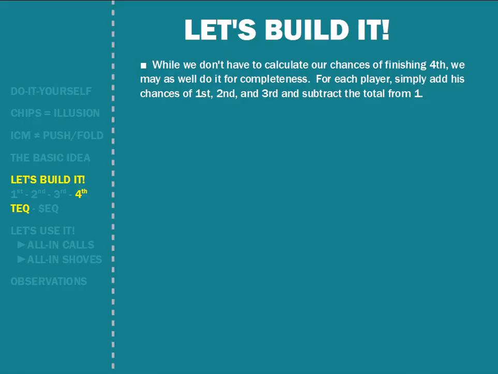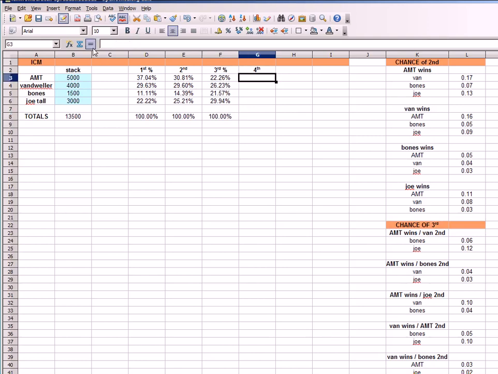Now, while we don't actually have to calculate our chances of finishing in fourth, we may as well do it just for the purposes of satisfying my obsessive compulsive disorder. For each player, you simply add its chances of first, second, and third, and then subtract the total from 1, because 1 is 100%, and so forth. So here, we're just going to go 1 minus the sum of, if I could type. See, the problem is my office is dark right now. Sum, and then we just add across like that, and we get that, right?